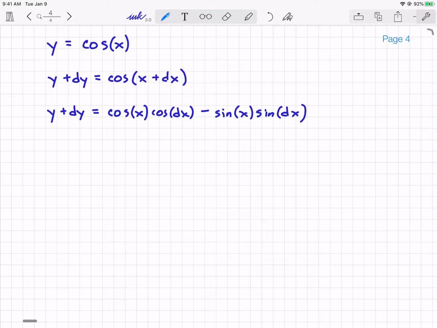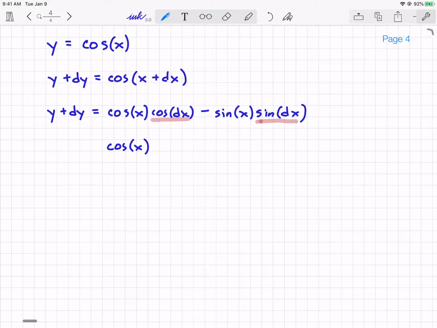Well, what is dx? It's some infinitesimally small unit, so we can kind of think of it as 0. Well, what's cosine of 0? It's 1. So I get cosine x. And then sine of 0, that's 0. So now I've run into a problem.